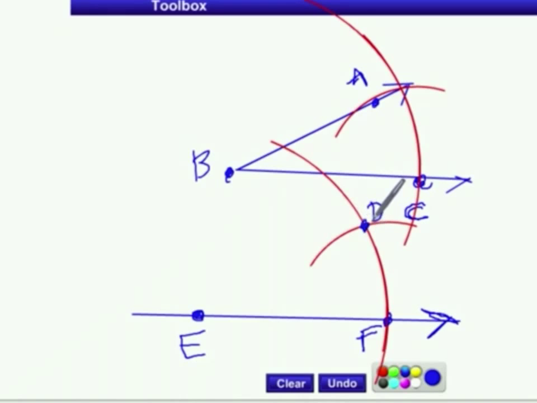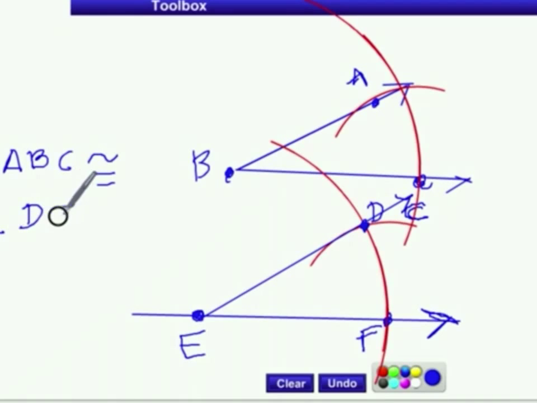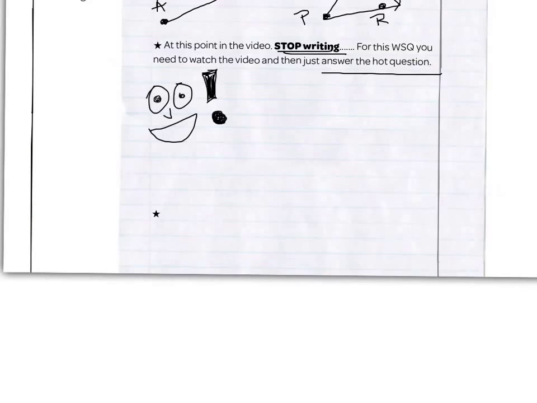Here we go. And then I can connect it to point E by drawing a line that goes through point E and point D. So point E and D are collinear. And there you have it. These two angles are congruent. So the way we would write that is angle ABC is congruent to angle DEF. And that's two constructions.